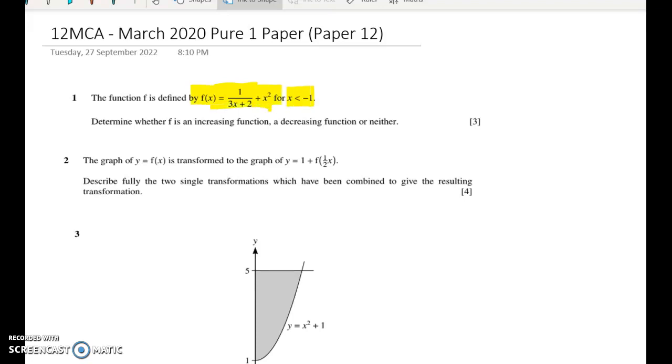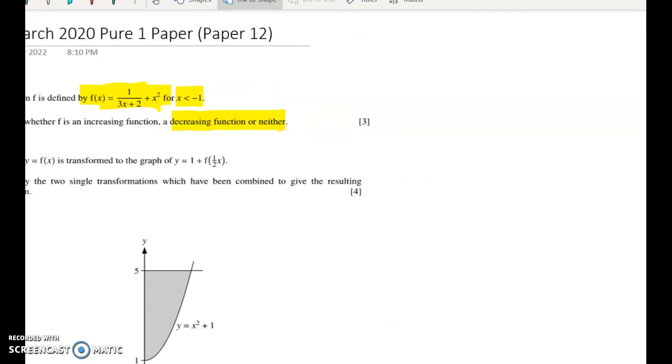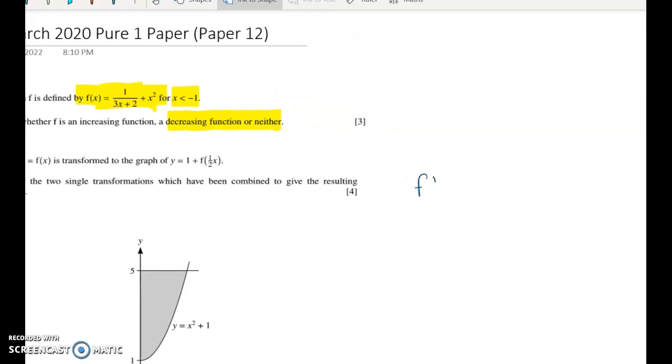And it's defined when x is less than -1, and we have to say if f is an increasing function, a decreasing function, or neither. So to figure out whether something is increasing or decreasing, what we're looking at is the gradient of the curve in a particular region. So here we need to be looking at the whole function, which is defined when x is less than -1, and we're asking, does it have a negative gradient, in which case it's decreasing, or does it have a positive gradient, in which case it's increasing?